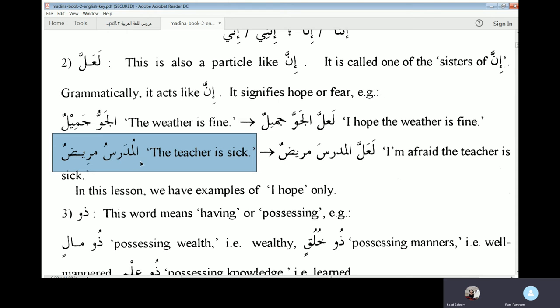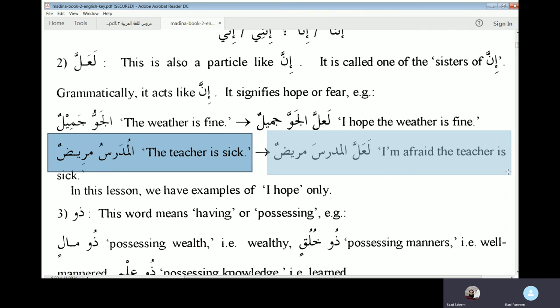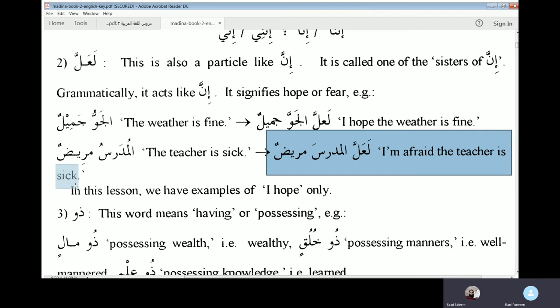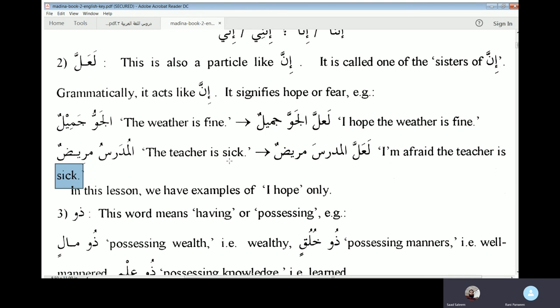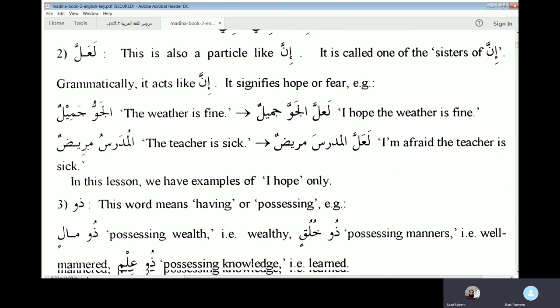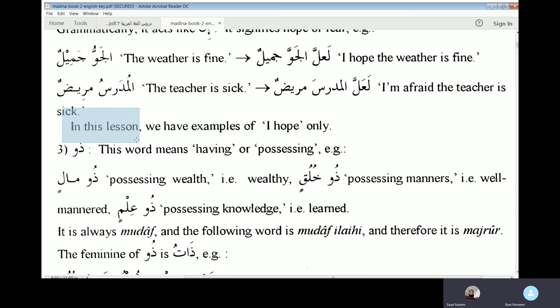Al-mudarrisu maridun. The teacher is sick. La'alla al-mudarrisa maridun. I'm afraid the teacher is sick. So you learned both meanings of the same word in these two sentences. In this lesson, we have examples of I hope only, so we will use only the positive meaning of la'alla in this chapter.